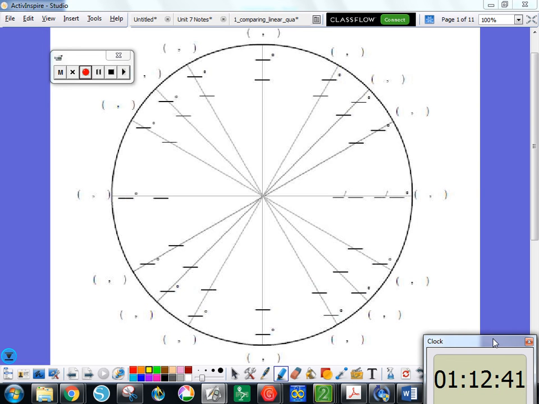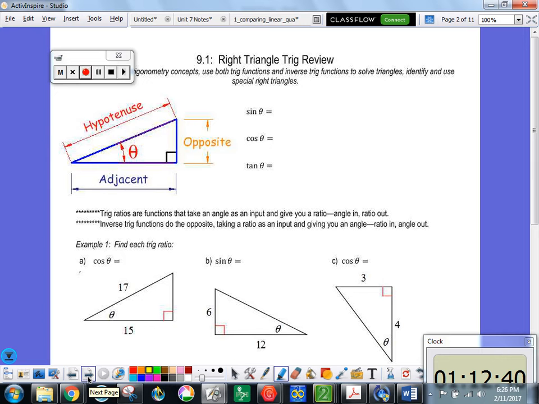Alright, so this is a full trig review. In fact, you've already had, if not this exact lesson, something just like it at the beginning of the school year. We're going to do it one more time, however, just to get your mind back into the trig mode. So all trigonometry is, is a ratio between two sides of a right triangle.